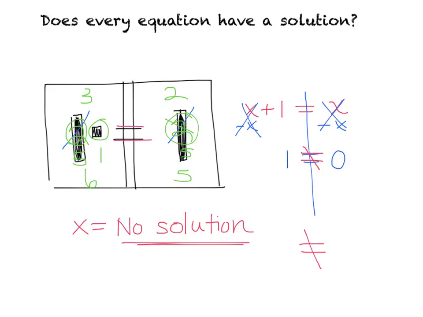They never can be equal because they both have x's. You guys might notice that this side is always going to have 1 extra. So there's no possible way they can ever be equal. So the answer to that is no solution.